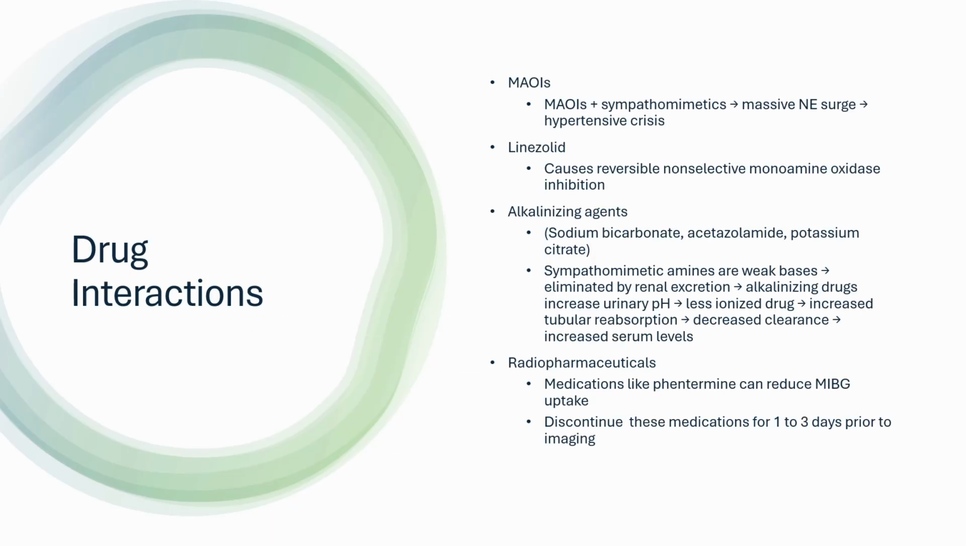Monoamine oxidase inhibitors prevent the breakdown of norepinephrine by monoamine oxidase A, leading to the accumulation of norepinephrine within neurons. When a patient taking an MAOI is exposed to a medication such as phentermine, a massive release of stored catecholamines causes intense blood vessel constriction, leading to high blood pressure.